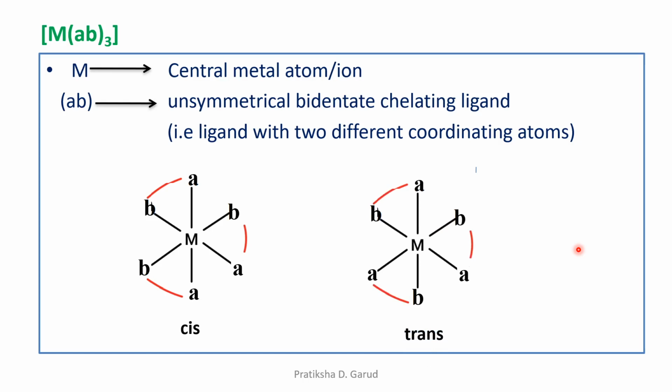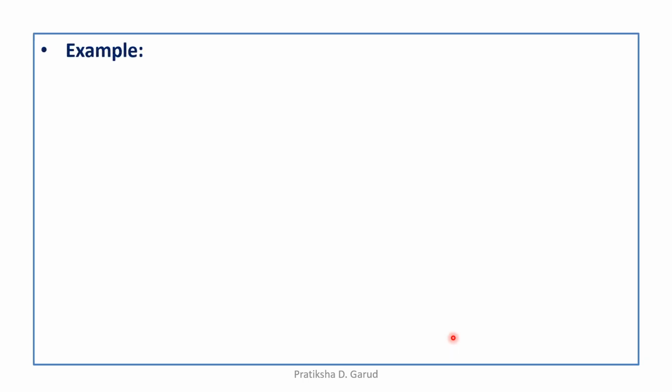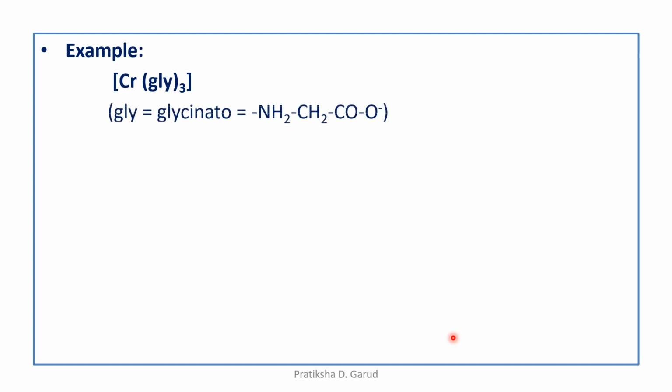So how to find out the cis and the trans again over here? With respect to this, suppose when the same A groups are towards the same side of the metal, it will be considered as cis. And when the same groups are towards the opposite side, or at the 1-2 position we are having A and B, then it will be considered as a trans isomer. So let's take an example. Suppose its example is chromium glycinato thrice, Cr(Gly)3.